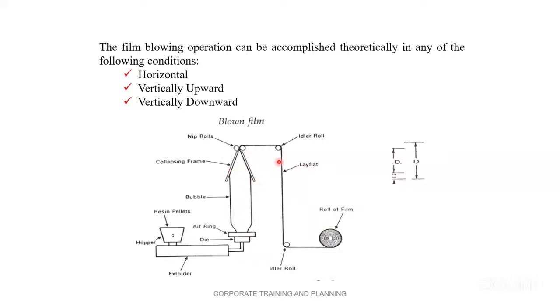Collapsible frames are there, and there is a guide roll or idler roll. This is a lay flat plate. It's called a lay flat because the film gets collapsed here. See, and that is why it is called lay flat film, right? And there is also a guiding roll, and there is a winding. Okay, it is a very important frame. See, the diameter of this and the diameter of this is very important. The diameter of the bubble and the diameter of the ring. It's a very important frame.